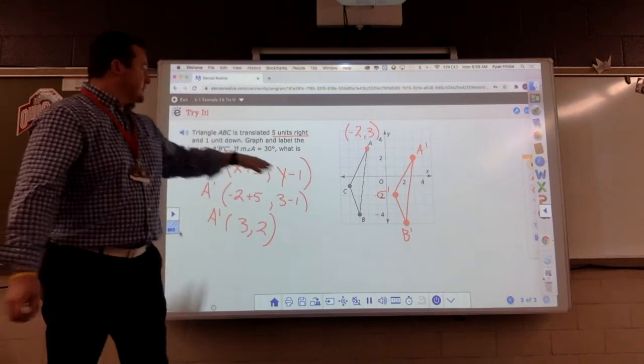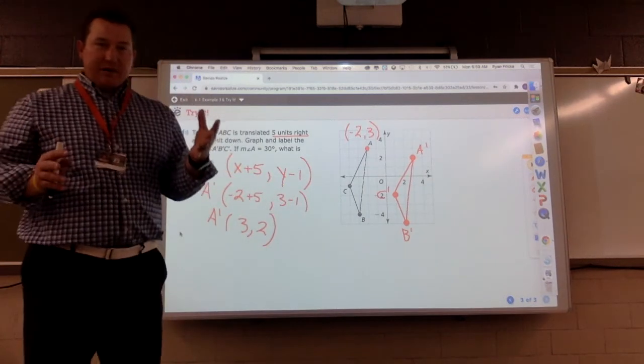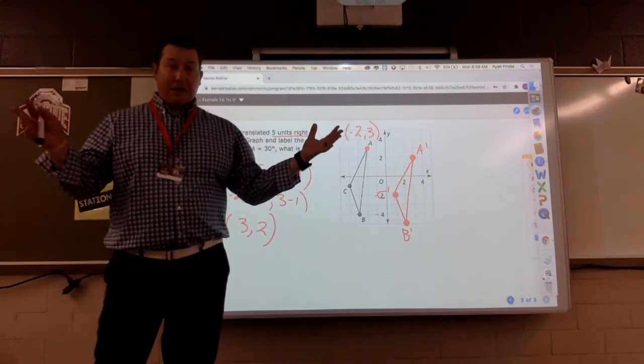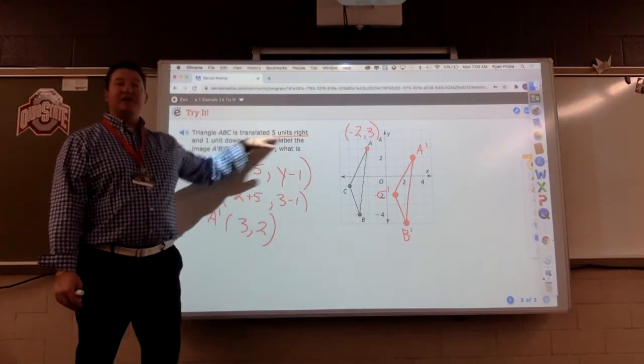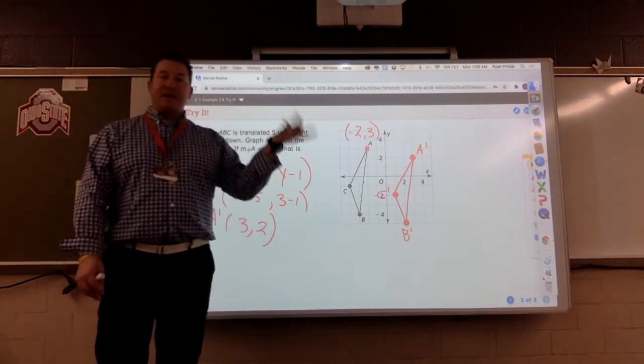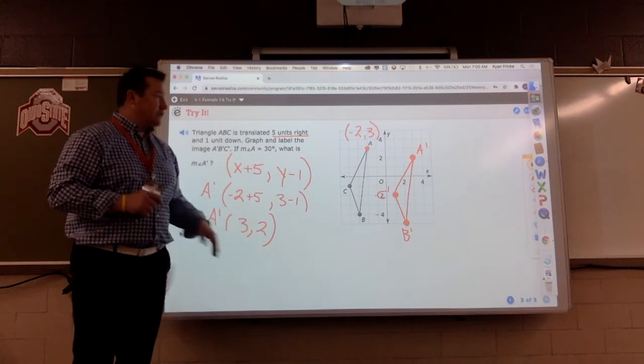So guys, that's why this rule can be very helpful. Because at some point in time, they're going to give me a really bad ordered pair, but they're going to give me a rule, or I'm going to have to come up with a rule, and then figure out the new ordered pair without a graph. And this is a simple way to do that.